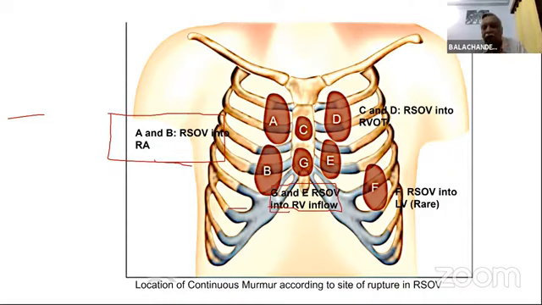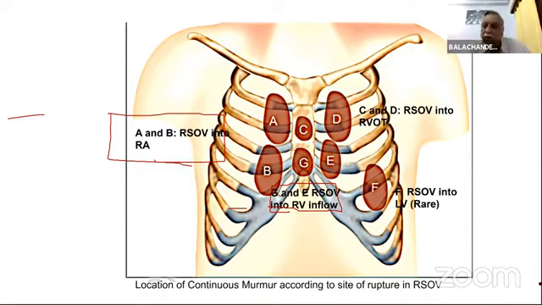It should never be forgotten when you present the case, because a subxiphoid region gives the RV inflow. Everything that happens in the RV inflow will be represented in the subxiphoid area, like TR or TS or whatever it is. Similarly, when it ruptures into the RV inflow, the subxiphoid auscultation will give you, that is G and a little bit of E, the best site for rupture into the RV inflow.